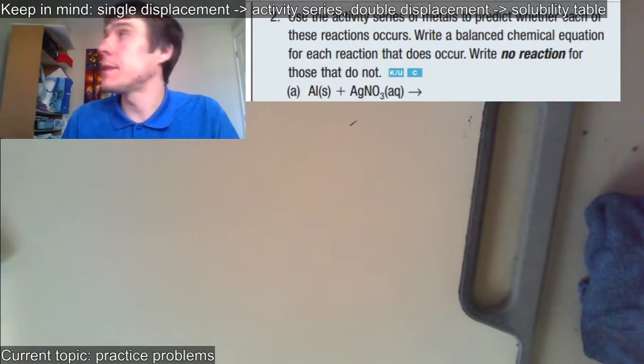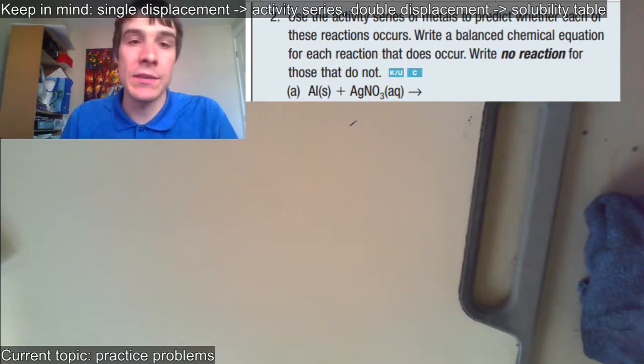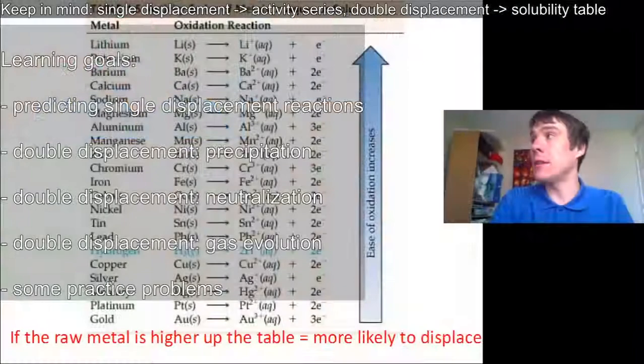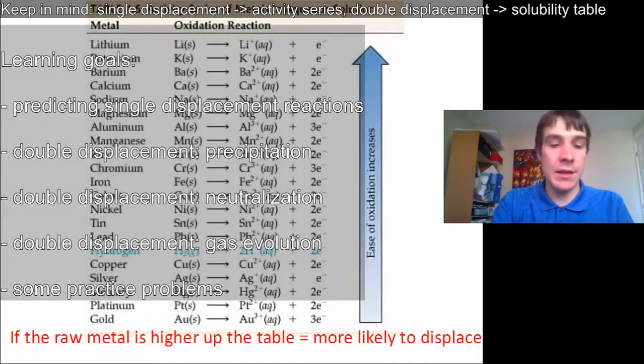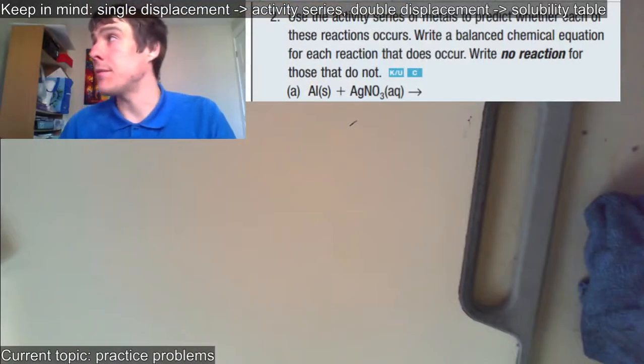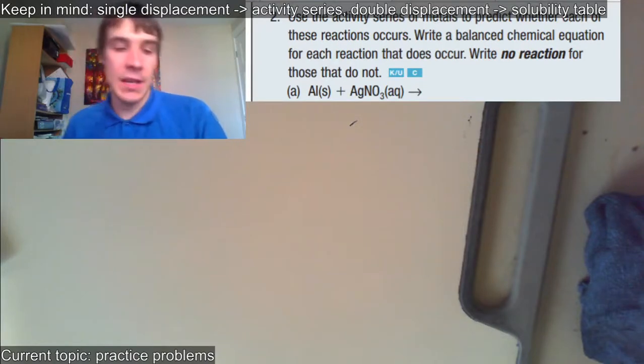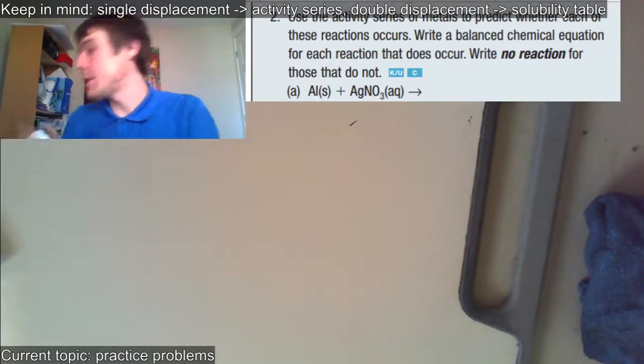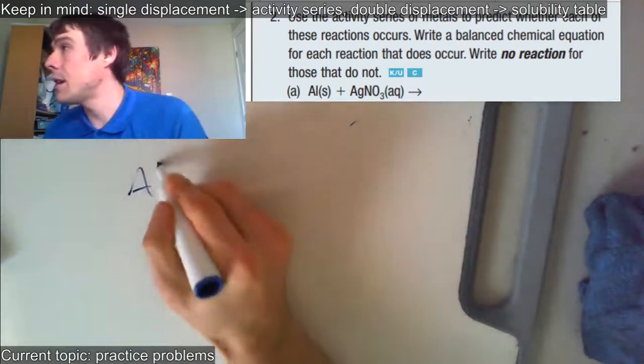Here's one about single displacement reactions. It says, use the activity series to predict whether each of these reactions occurs. Write a balanced chemical equation for each reaction that does occur, and no reaction for those that do not. So on the other screen, I've just got my activity series, so I can skip back and forth. So first one, Al plus AgNO3.